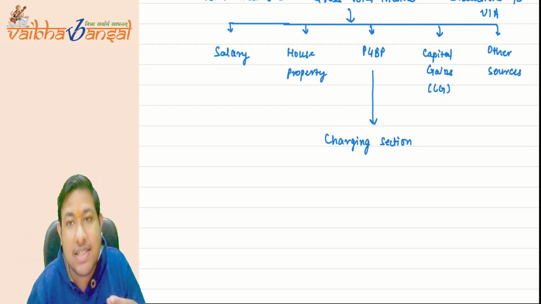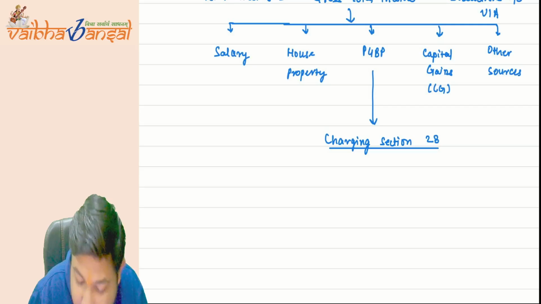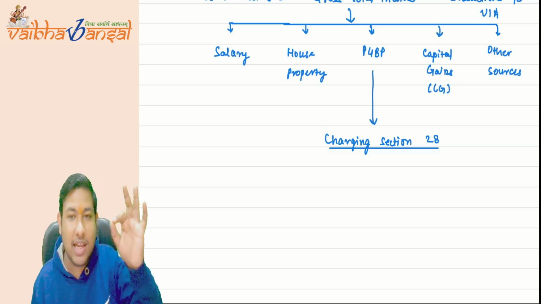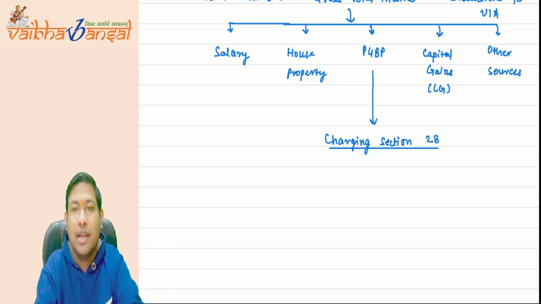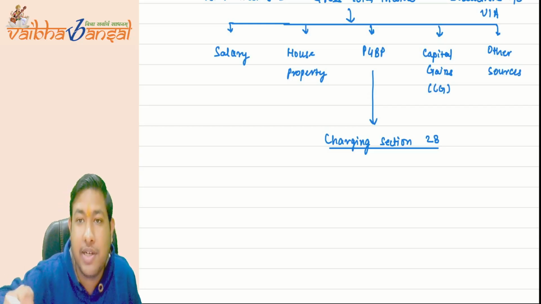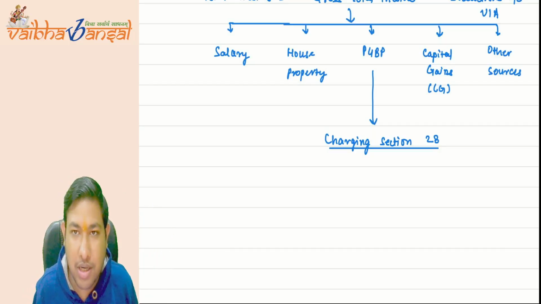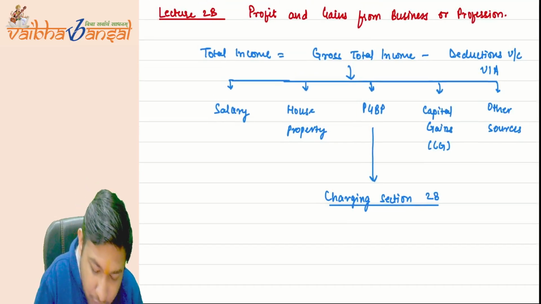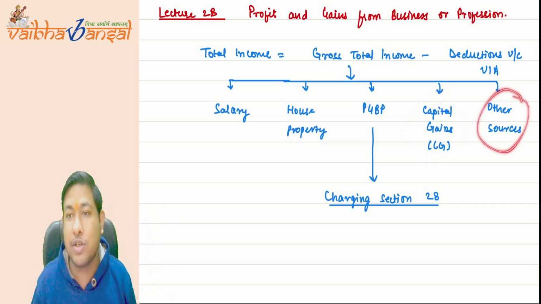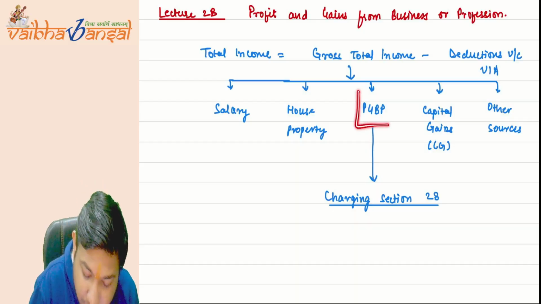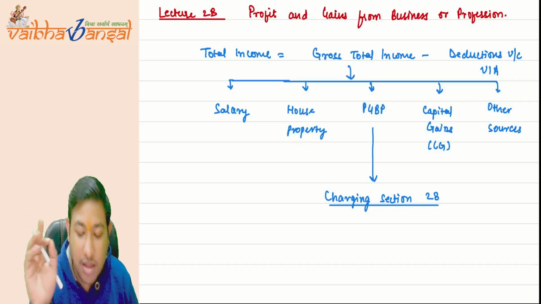The charging section of PGBP is section number 28. Whatever income is written under section 28 will explicitly be taxed under the head PGBP, and not any other head. Is this point clear? We are not focusing on salary, HP, capital gain, or other sources as of now. We are focusing on PGBP, and this is the most important head for your CA final examination.